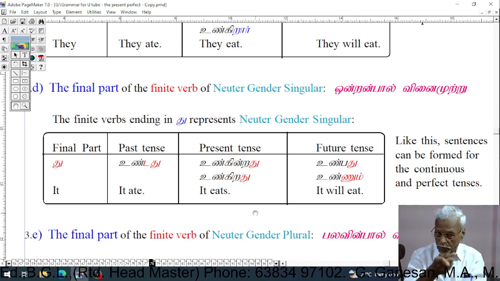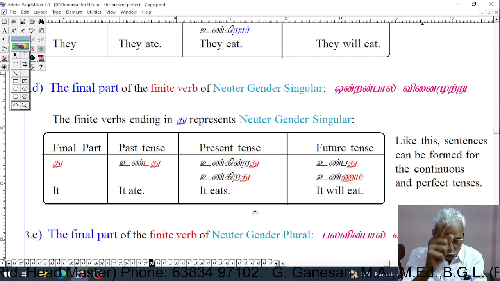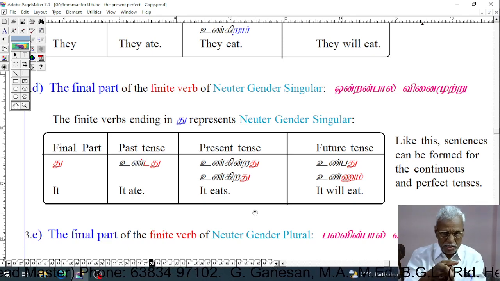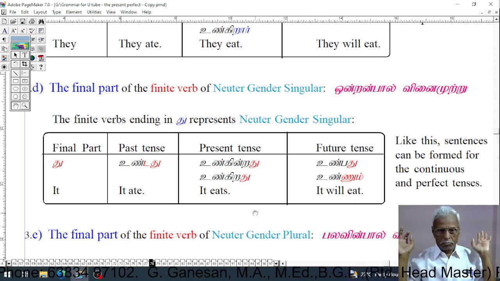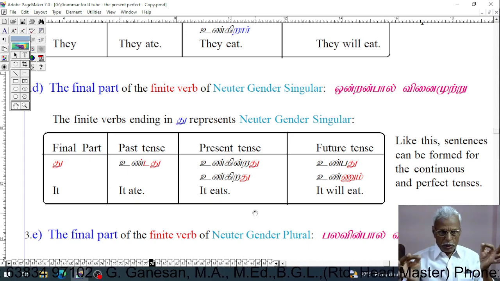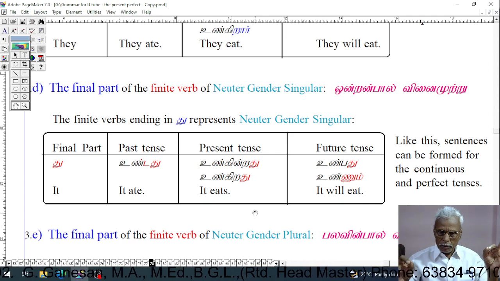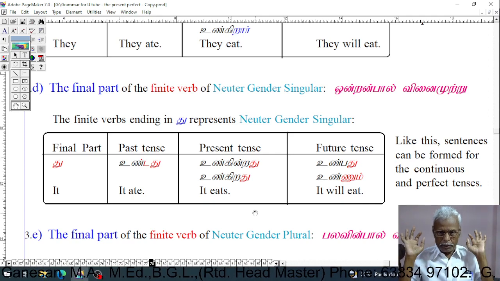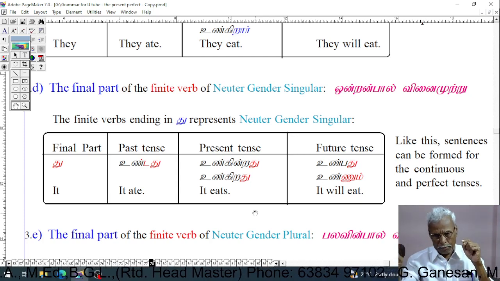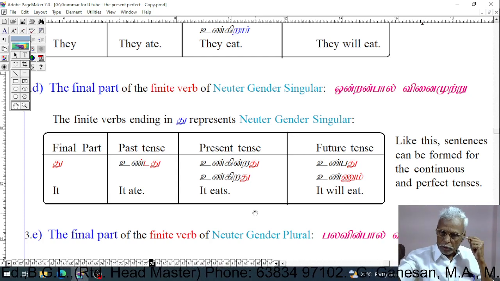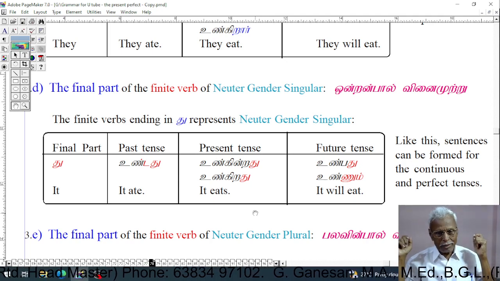The finite verb ending in tu represents neuter gender singular. You see, உண்டது, உண்கின்றது அல்லது உண்கிறது, உண்பது. That is only in the grammar book, in the grammar of Tamil.